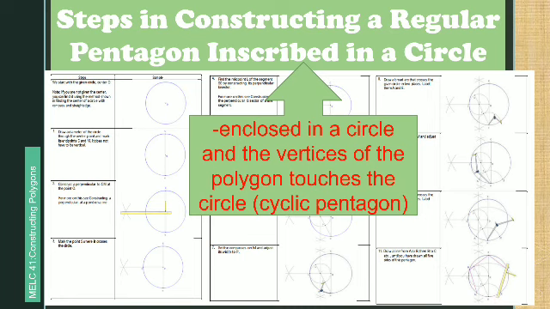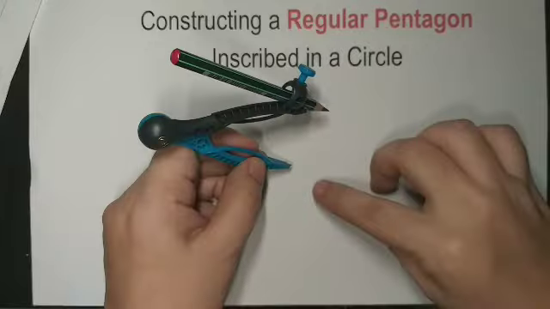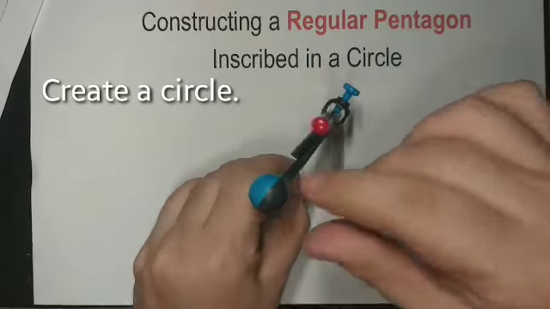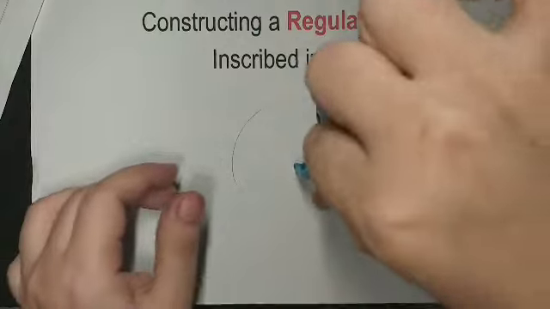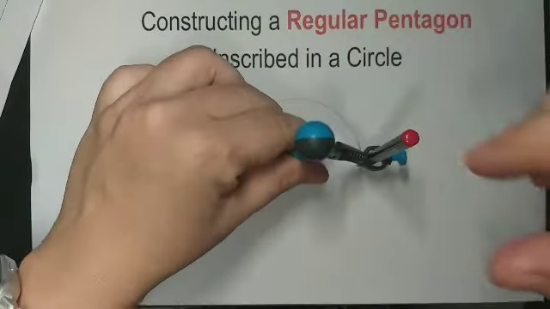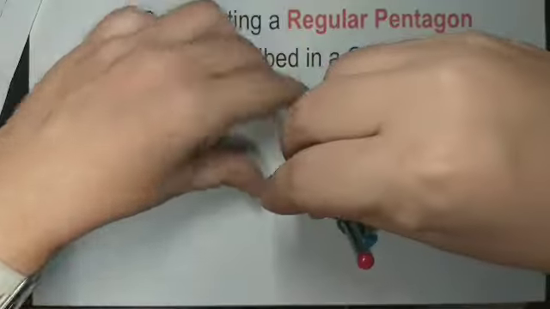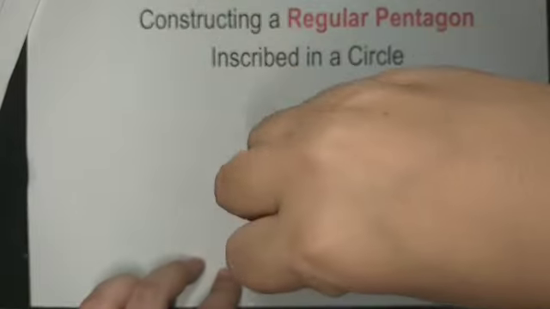So, what are you waiting for? Let's go! Create first a circle. So any size will do. Okay, let's try to draw it. Make sure that the center is fixed. Oops. So there you have it, our circle.